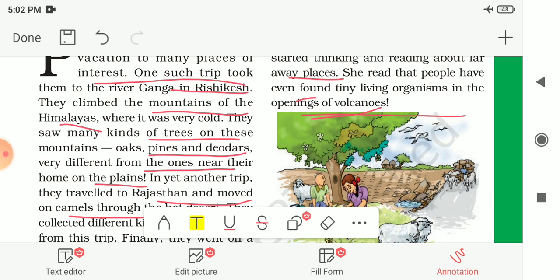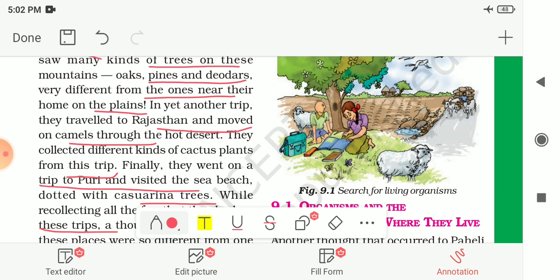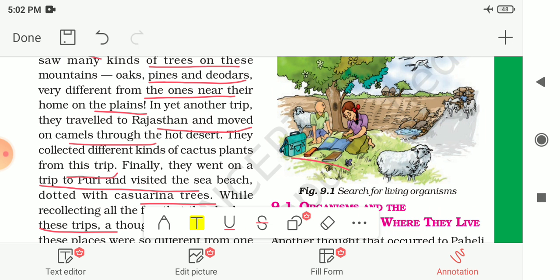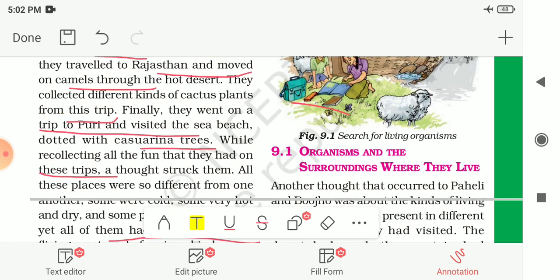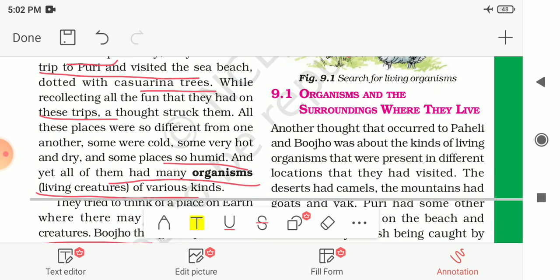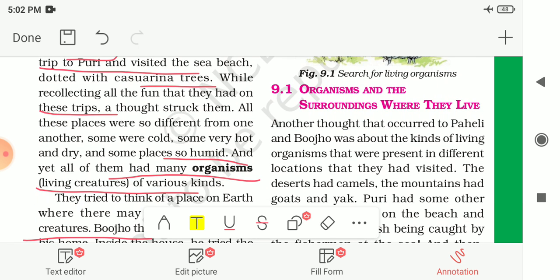So that means there is no place on the earth where living organisms are not there. Here in the picture you can see that Paheli and Boojho are searching for places where there are no living organisms, but unfortunately they didn't find any place. So now let us see first about organisms and the surroundings where they are living.